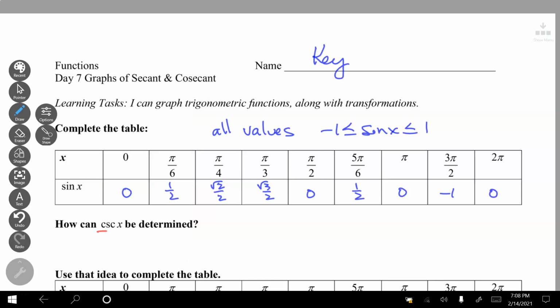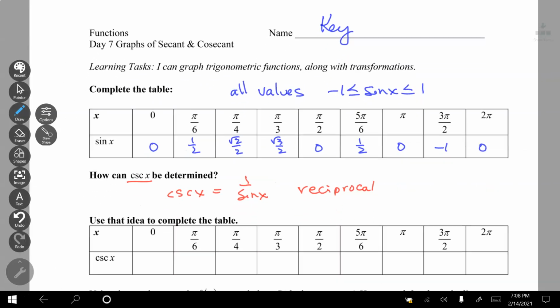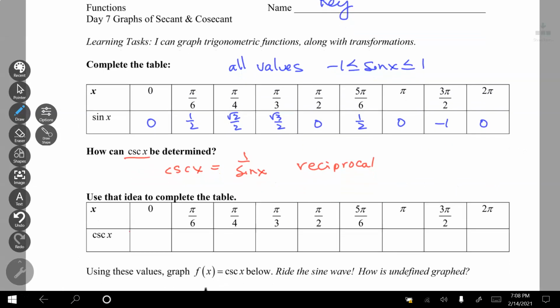And how do I figure out cosecant? Well, cosecant of x is equal to 1 over sine of x, the reciprocal. So when I want to do these values, I'm going to take these reciprocals. So 1 over 0's reciprocal is undefined. 1/2's reciprocal is 2. I get 2 over radical 2, but I said that's just radical 2. 2 over radical 3, undefined. 2, undefined. -1 and undefined. So these are the values for cosecant that I'm going to graph.